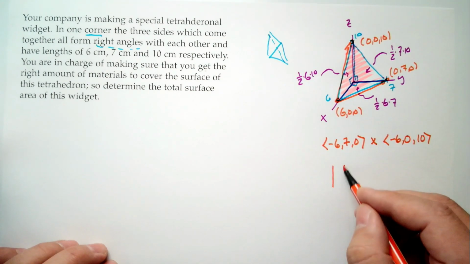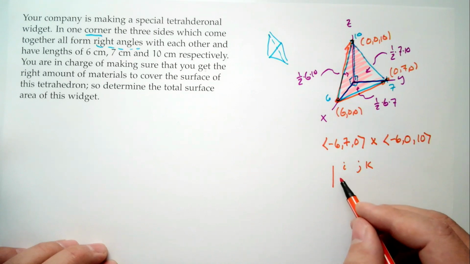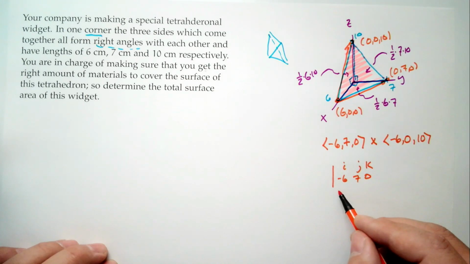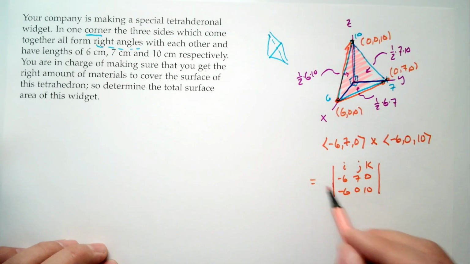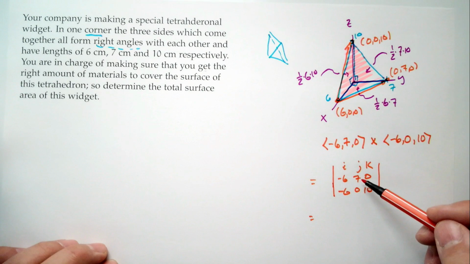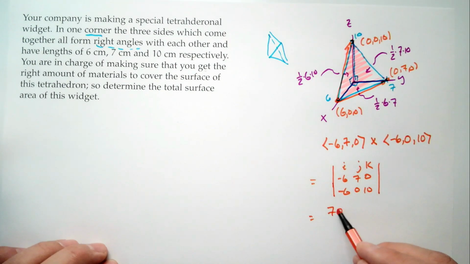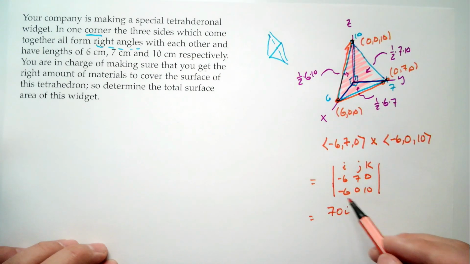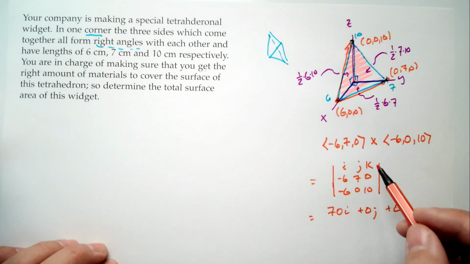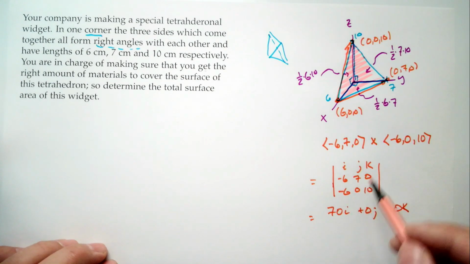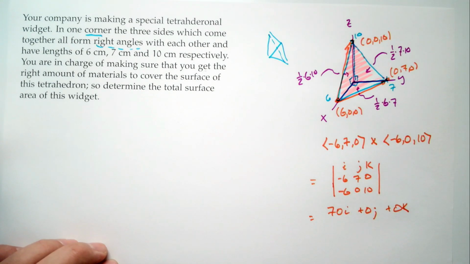They're nice three-dimensional vectors, and therefore we can take the cross product. And so we'll write that down. That's i, j, k, negative 6, 7, 0, negative 6, 0, 10. And, all right, so let's see. i times 7 times 10, 70i. j times 0 times negative 6, that's 0j. k times negative 6 times 0, that's 0k. Negative 6 times 7 times k, well, that would be negative 42k, but because I'm going now in the other direction, that's going to become a plus 42k.